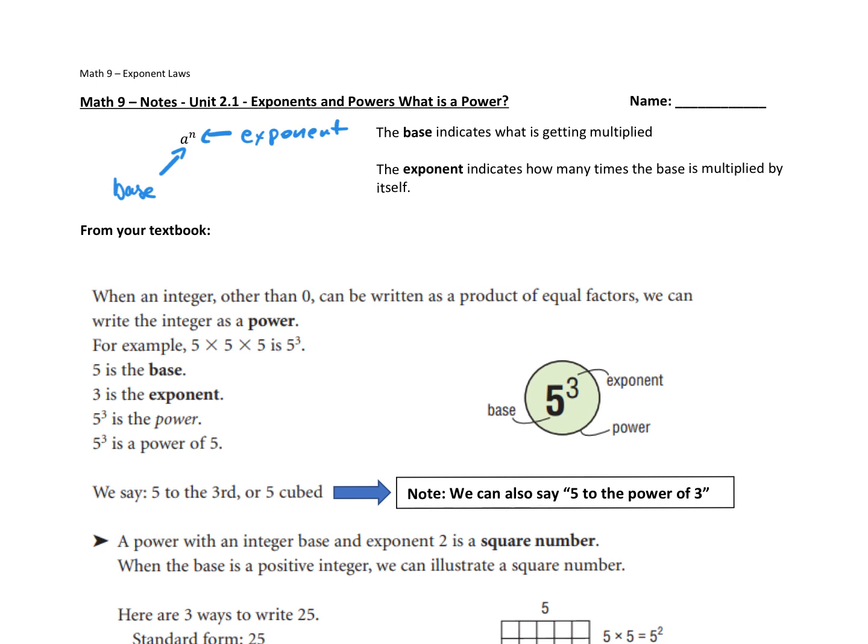We've seen this before, where the base indicates what number is being multiplied, and the exponent means how many times you're multiplying it by itself. We've seen this with what formula? If we're looking at the area of a circle, we're looking at pi r squared. That's the formula for the area of a circle. In that, we're multiplying r times r. That's one of the places that we've seen this before.